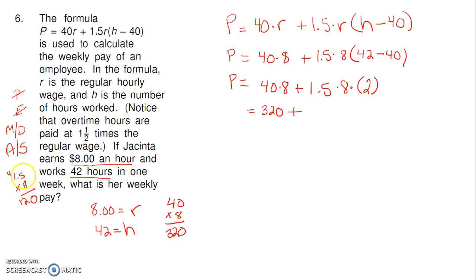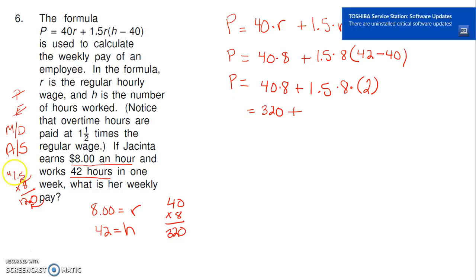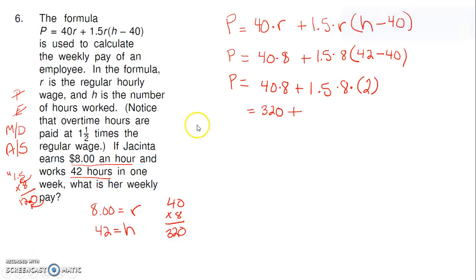Well, 1.5 times 8 is not 120. 1.5 times 8 is actually 12. If that decimal point moves over one place, it moves over one place in the answer. I always like to estimate. 1.5 is around 1. 1 times 8 is 8. So I know my answer has to be around 8. 120 wouldn't have a shot. 12 is 1.5 times 8. And I still then have to multiply that by 2.